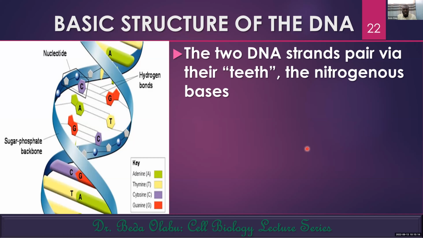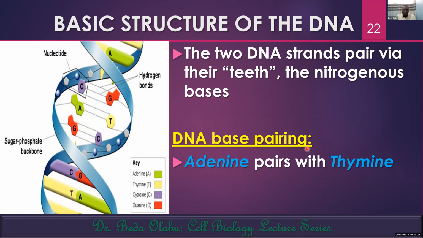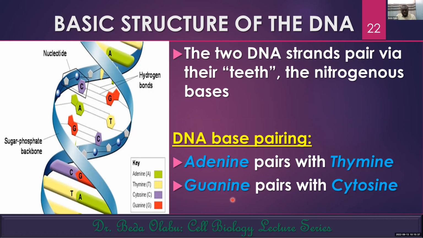I've already told you that the 2 DNA strands pair using the bases. Let's talk about how the bases pair. There are 4 bases. We have what you call adenine. It pairs with thymine. If this was RNA, instead of thymine, we have uracil. Guanine pairs with cytosine. So those are the 4 nitrogenous bases which are found in the DNA.